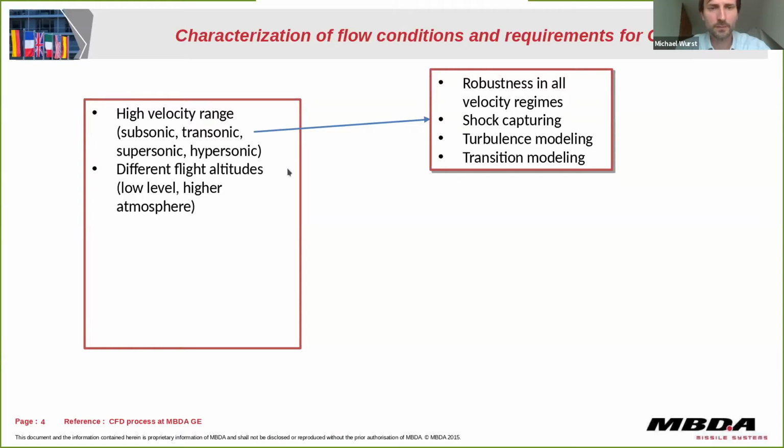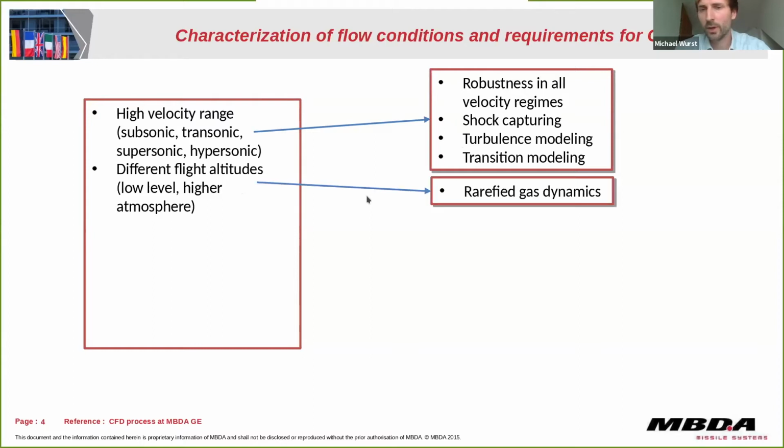Then we have, the missiles fly at different flight altitudes. It starts at sea level and can range up to the higher atmospheric levels, up to 80 or 100 kilometers, where we sometimes have to think about a rarefied gas dynamics approach also.